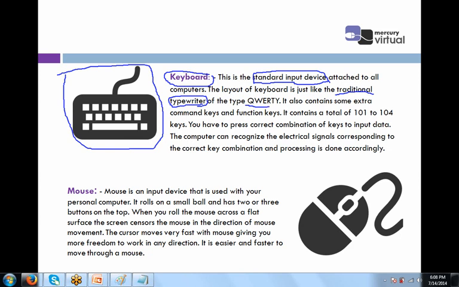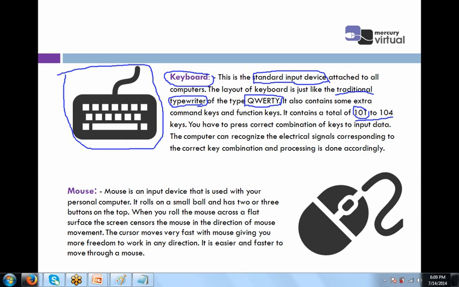And the keyboard name which we use is QWERTY keyboard. There is no full form of these characters basically, but there is a name of the keyboard that is known as QWERTY keyboard. It contains basically 101 to 104 keys, depending upon the keyboard. There is also a category of keyboards like multimedia keyboard, foldable keyboard, scientific keyboard. So depending on the keyboard, there are different numbers of keys, but the basic standard keyboard which we use contains 101 keys.